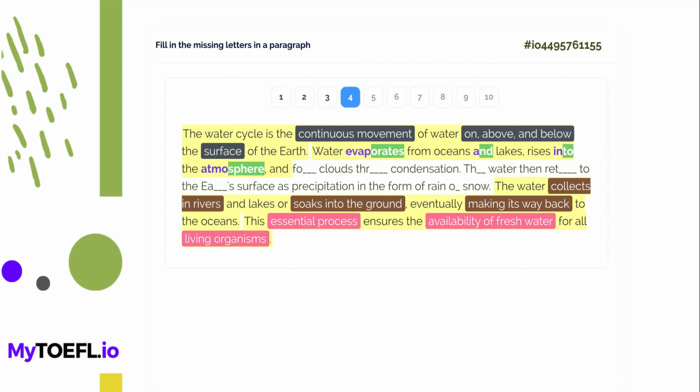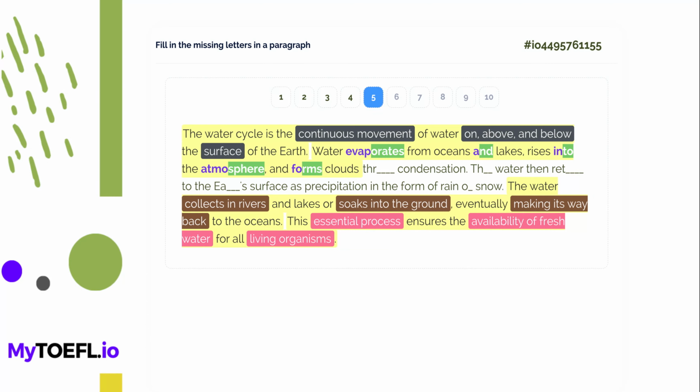Now, let's figure out the fifth blank in the sequence. Water evaporates from oceans and lakes, rises into the atmosphere, and forms clouds, blank, condensation. The question provides the letters F and O and contains 3 missing spaces. The sentence lists actions, evaporates, rises, and then does something to create clouds. We need a verb that means creates or shapes. Based on the starting letters, the word describing the creation of clouds is forms.